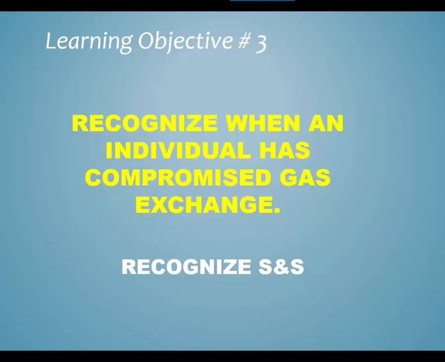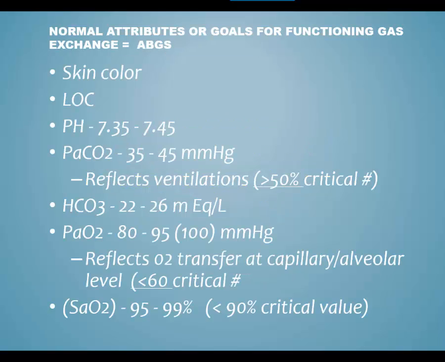The third learning objective is to recognize when our patients have compromised gas exchange, or to put it another way, to recognize abnormal signs and symptoms. So we look at our patient's skin color, level of consciousness, and ABGs. On our ABGs, the PaCO2, which means partial pressure of carbon dioxide in the blood, reflects ventilation. If a patient has bradypnea, they are not breathing fast enough, so their CO2 levels will go up. The normal CO2 is 35 to 45, and 50 is considered a critical or dangerous value. A high number results in respiratory acidosis.